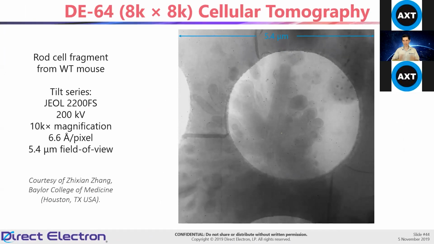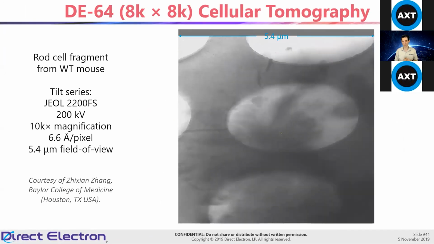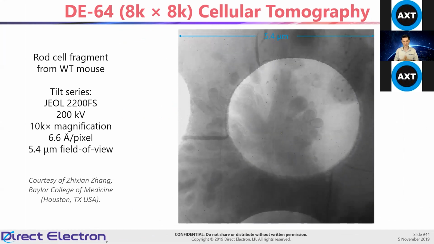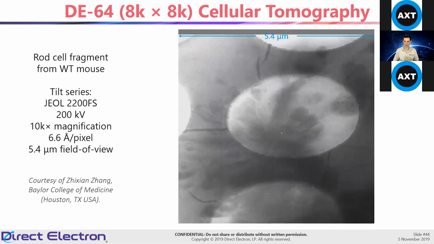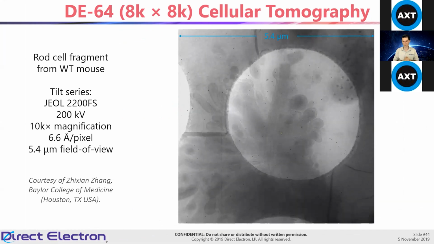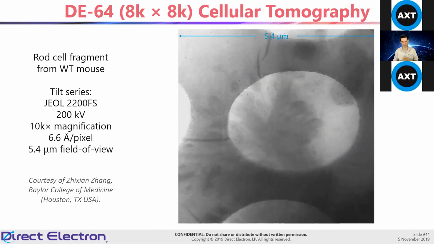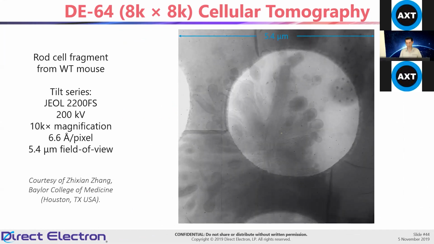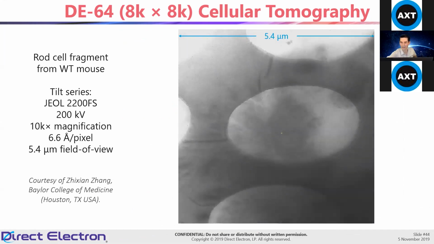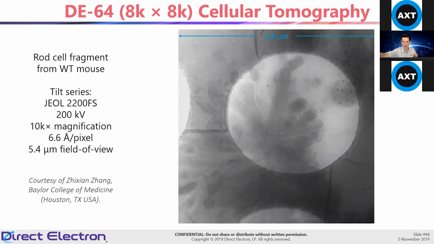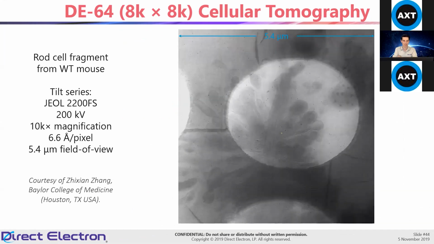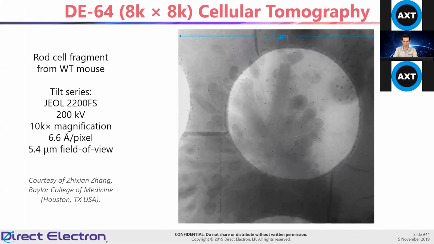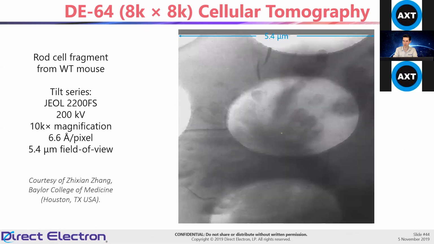Okay, so as I said, we're going to go to tomography now. The 8K field of view on the DE64 gives you a huge field of view. In this case, this is from the folks at Baylor College of Medicine in Houston, Texas, on their JEOL 2200 FS. And this is some rod cell fragments from a wild type mouse.